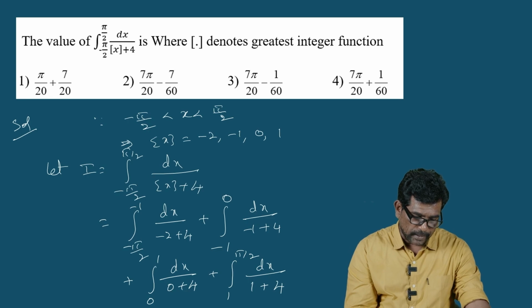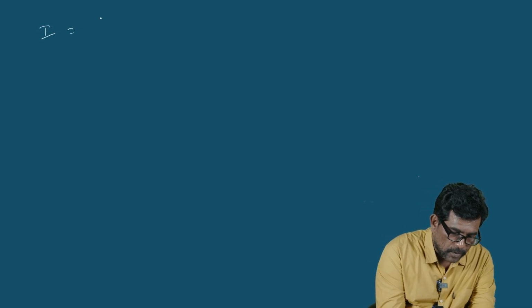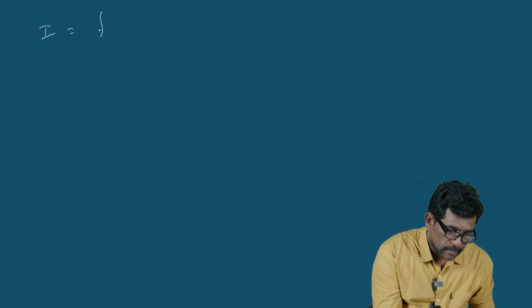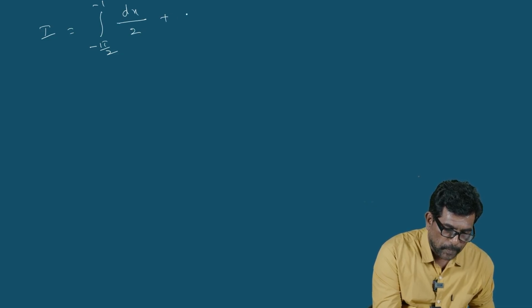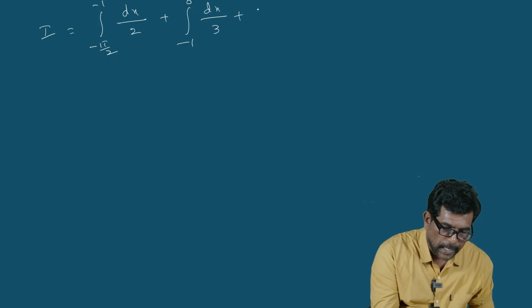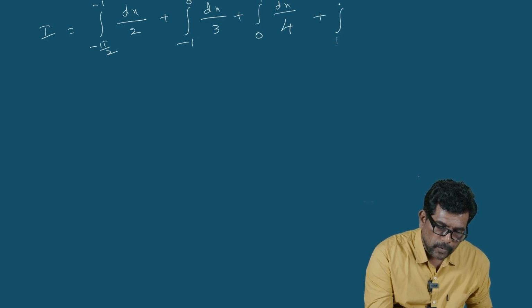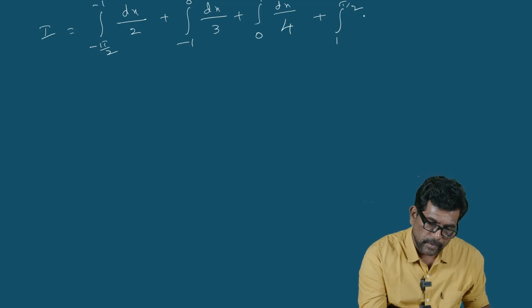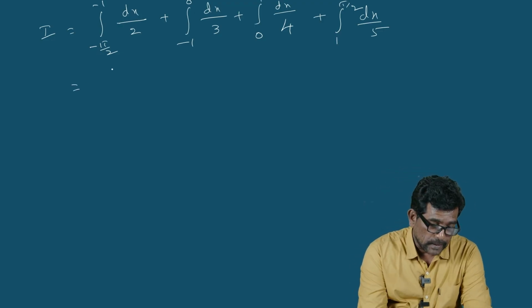You know how we are simplifying this one? That is, I is equal to integral minus pi by 2 to minus 1 dx upon minus 2 plus 4 is 2, plus integral minus 1 to 0 dx upon 3, plus integral 0 to 1 dx upon 4, plus integral 1 to pi by 2 dx upon 5.